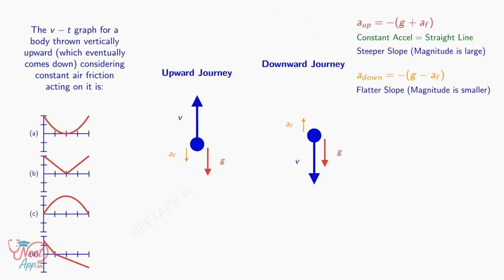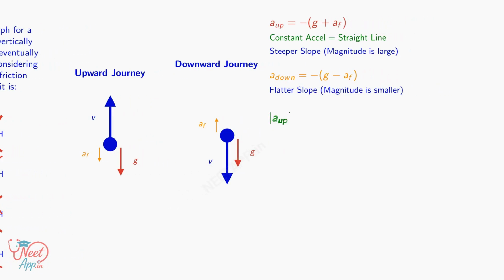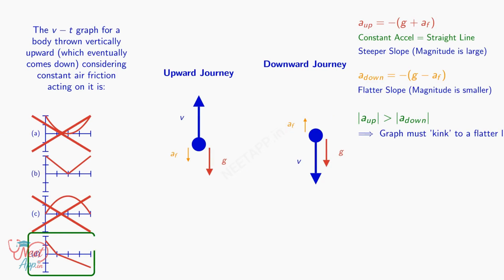Let's check our options. Because the acceleration is constant in both phases, the graphs must be straight lines. This instantly eliminates the curved graphs A and C. Finally, because g plus a is greater than g minus a, the upward journey must have a steeper slope than the downward journey. Option D perfectly shows a steep line crossing 0, followed by a flatter line for the fall. Option D is correct. Let's look at question 10.